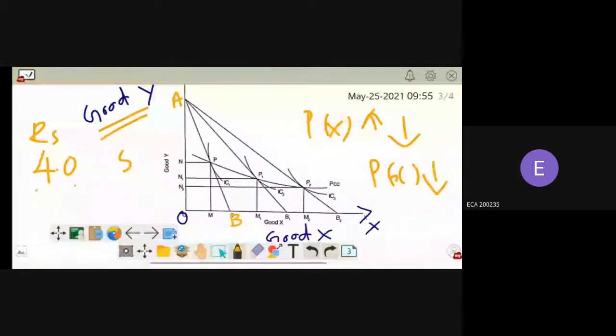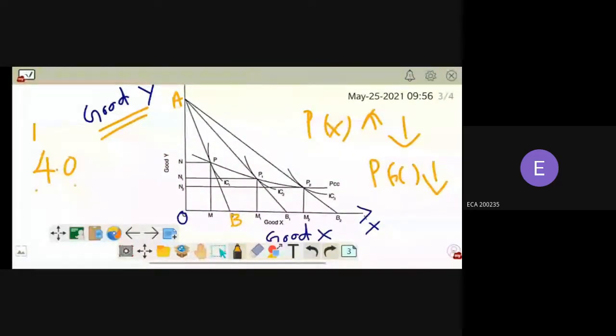the price comes down to rupees 4. The price has come down, so he will be able to buy 10 units of good X. 40 by 4, he will be able to buy 10 units of good X. So when the price of good X comes down, then he will be able to buy more.